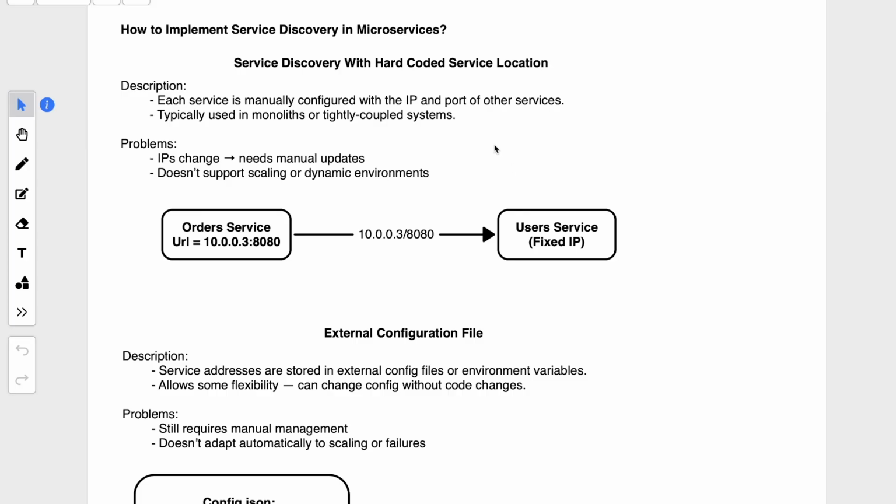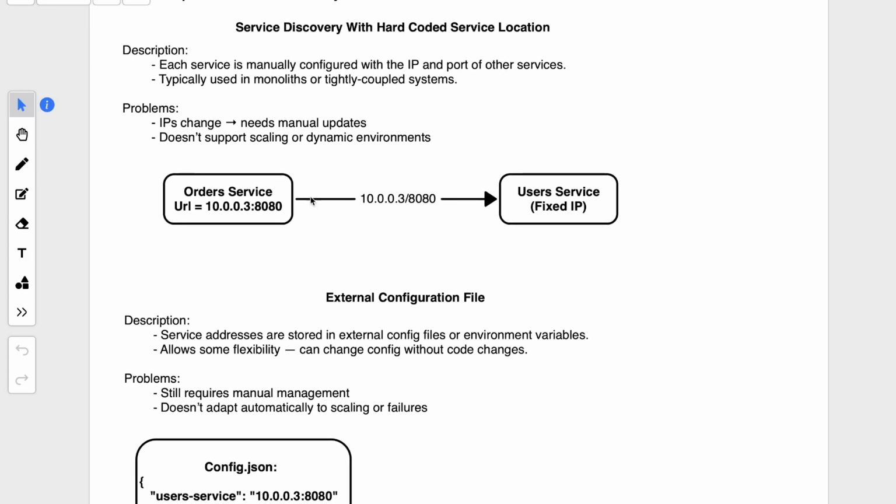But the problem here is if the user service IP changes because of any scaling or something, this communication will break. It will not get any real-time updates of the service location. So it doesn't support any scaling or dynamic environments. It's basically used in very tightly coupled microservices where the change in IP address of the location very rarely happens. So it's not feasible in today's architecture, because nowadays we are using microservices a lot. So I don't think anyone uses this.